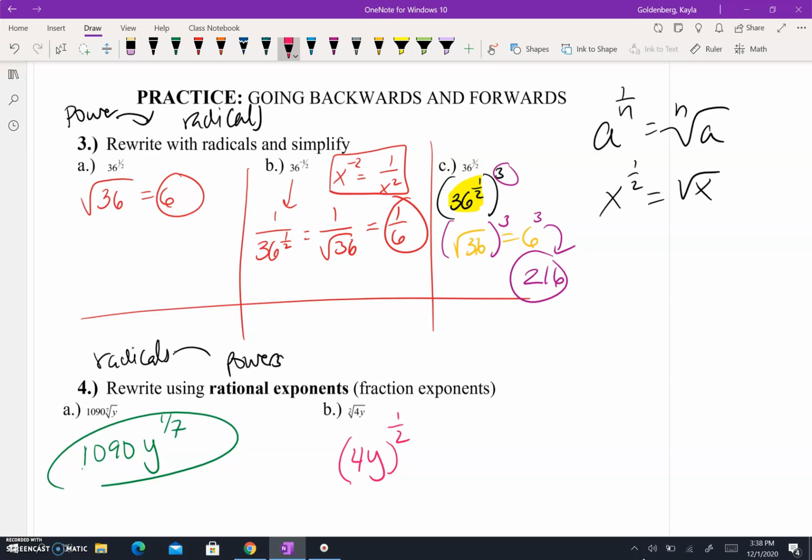Just practicing going back and forth. The top one was more useful for simplifying. This one, we can't really break it down so much. If you wanted to, you could think about the square root of 4 as 2 and write that as 2 times y to the 1/2. That would also be an acceptable answer as well.